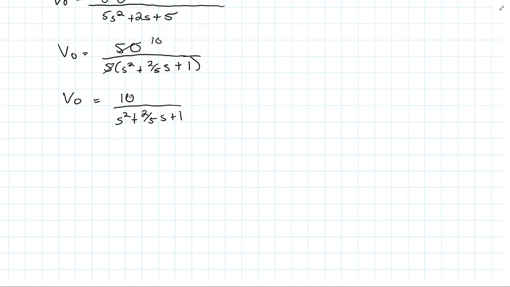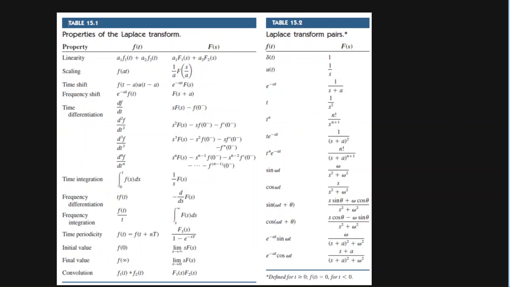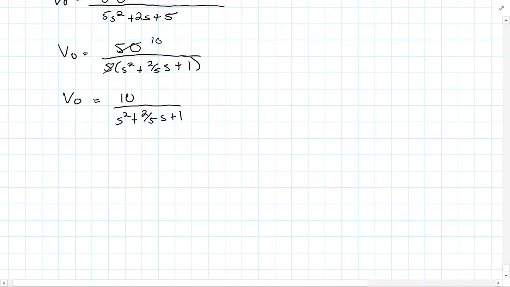And of course we still have to do partial fraction expansion and everything on this, because if I pull up my Laplace transform table here, we can see that it doesn't actually have anything useful. It's not in the form s plus a, and it's not s squared plus omega squared, and it's not this s plus a squared plus omega squared kind of thing. So we need to go ahead and factor this. And this thing does not factor as is, so we're going to have to complete the square.